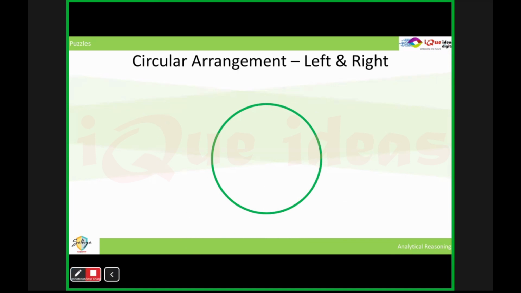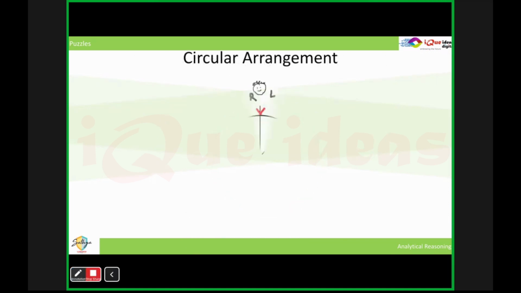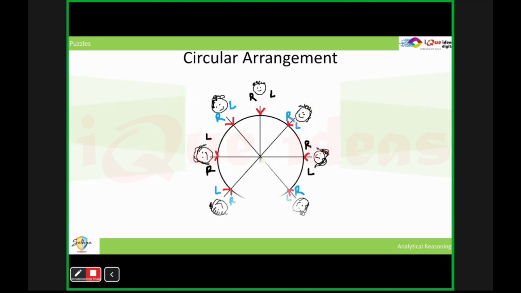So diagrammatically also, if I show, if people are sitting, I have drawn everyone's faces with left and right, so you will know who is left and who is right for everybody. I hope this makes it clear for everybody.